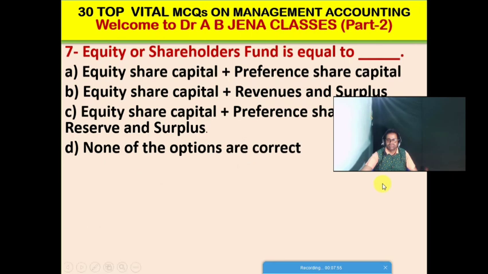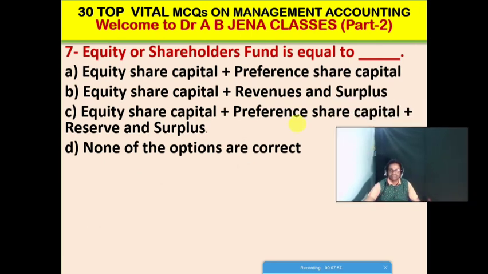Next MCQ: equity fund or shareholder funds is equal to what? A is equity share capital plus preference share capital. B is equity share capital plus reserves, not revenues, reserves and surpluses. C is equity share capital plus preference share capital plus reserve and surpluses. D is none of the options are correct.